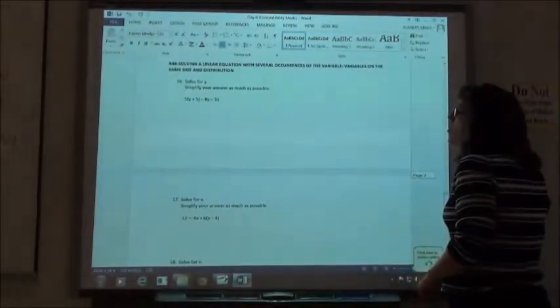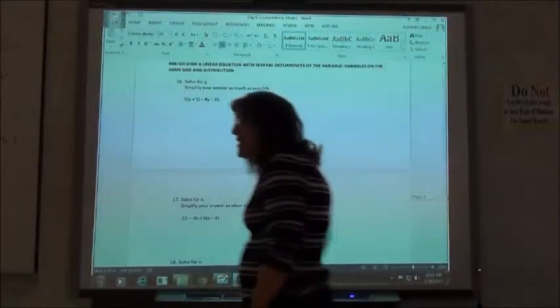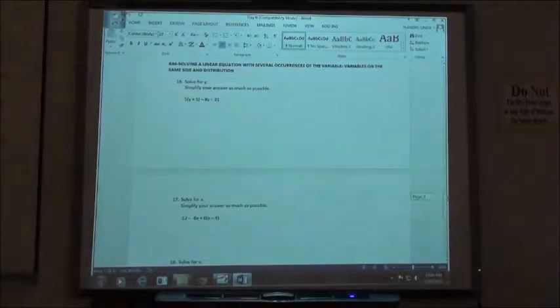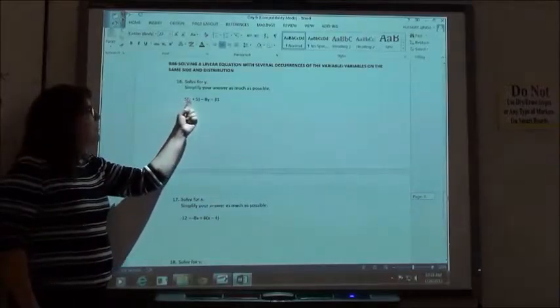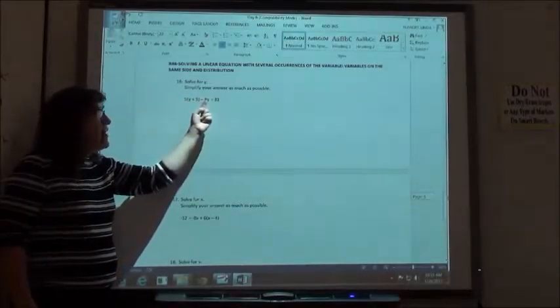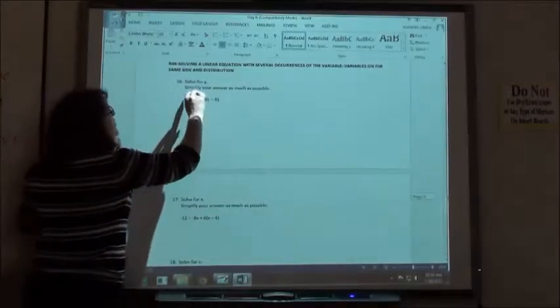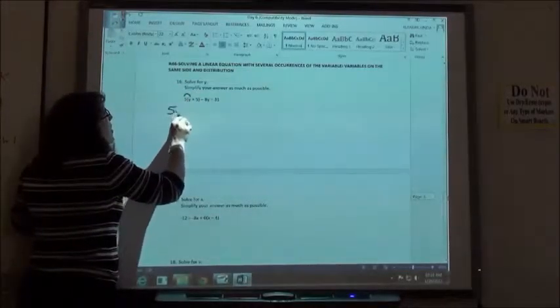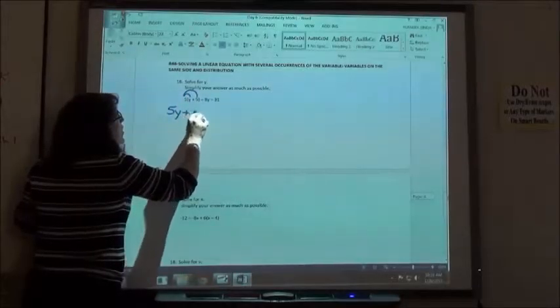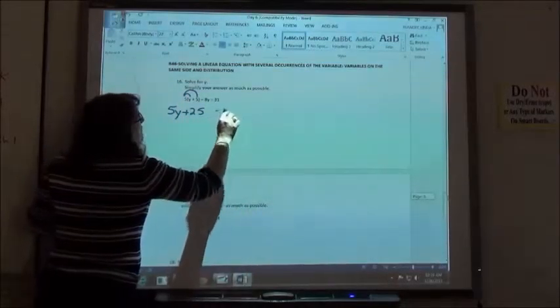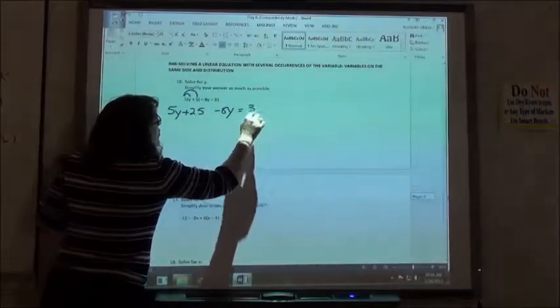Then we get to some longer ones where we have the parentheses. And when we have the parentheses, our first step is to use our distributive property and get rid of the parentheses by multiplying. This 5 is only times the y plus 5, not times the negative 8y, because that's not in parentheses. So using my distributive property, I'm going to have 5y plus 25. I'm then going to have minus 8y equals 31.